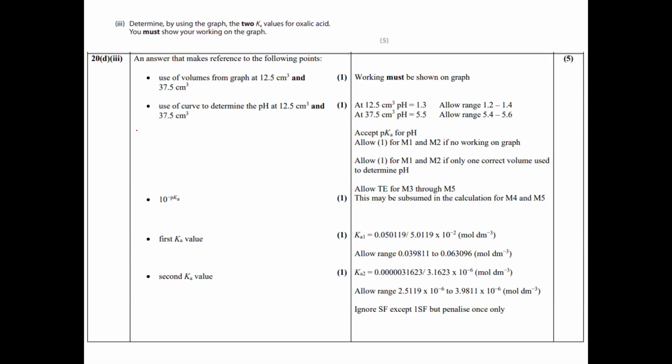If you do that, as mentioned, Ka1 will be something around 0.05 moles per cubic decimeter. For Ka2, it will be like 3.16 × 10⁻⁶. But they have given a range, so within this range, any value you get will be accepted. Now let's go for the next one.